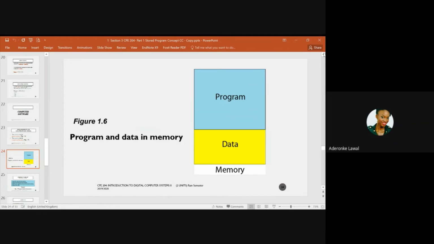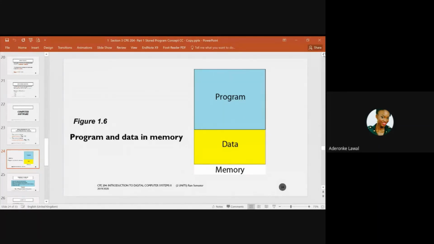So let's say you want to add 2 and 5 together. The data part will have the 2 and the 5. The program part will be the set of instructions that will fetch 2, interpret it, hold it, go and fetch 5, interpret it, hold it, go and fetch the instruction. Okay, add. This add is an arithmetic instruction, so we are adding it, fetch that, hold it, and then do the processing, right?